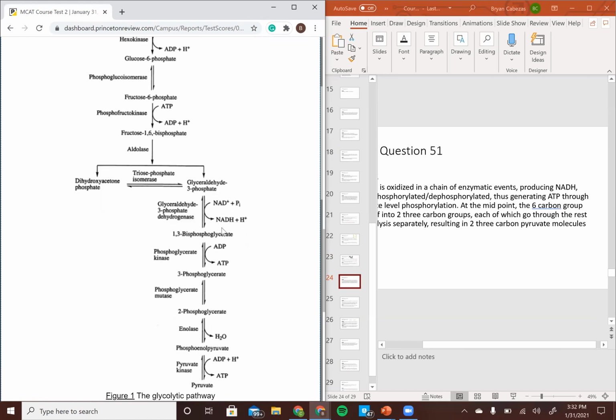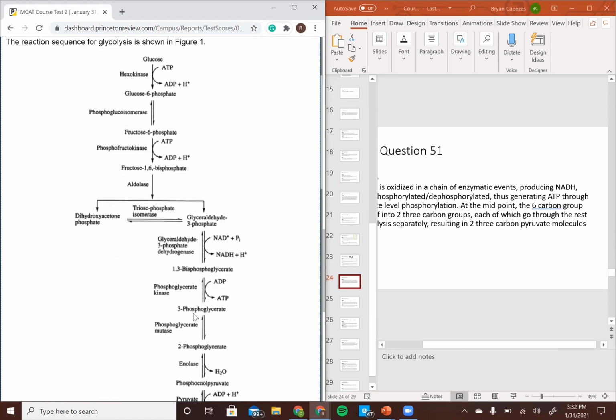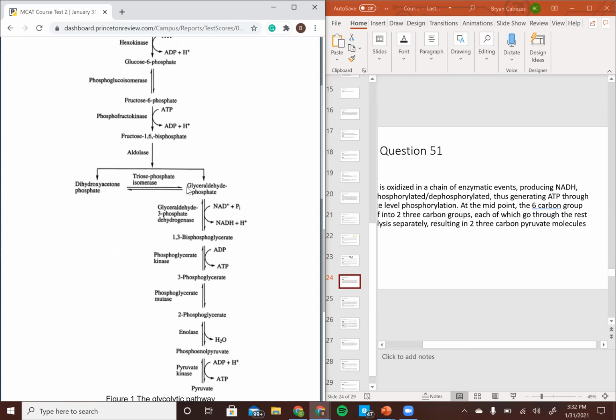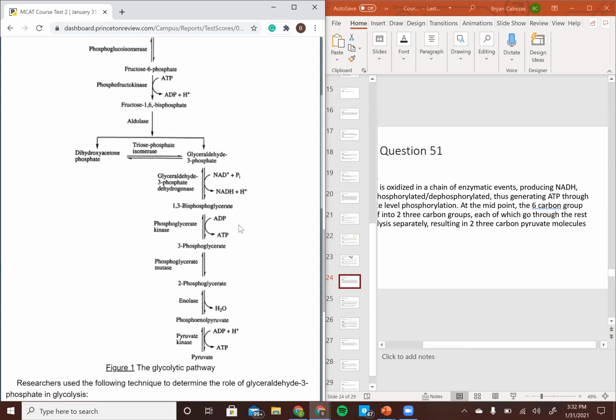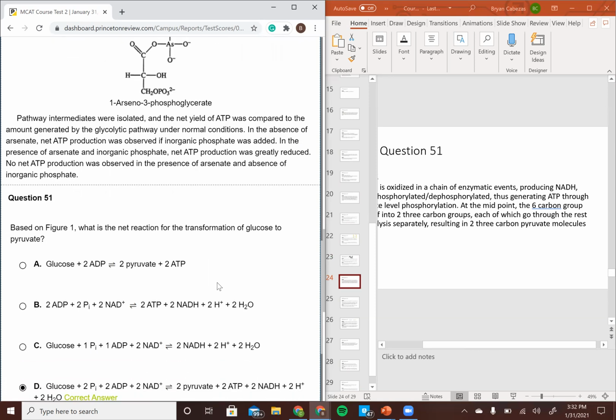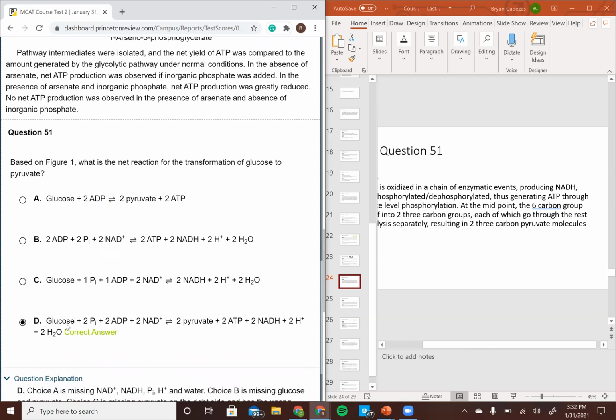But remember that this phase of the glycolysis happens twice, right? Because we're going to have two 3 carbon groups go through this phase. So actually everything over here, you could just multiply by 2. Okay, so if we do all that, we'll find that we have a net of 1 glucose plus 2 inorganic phosphates plus 2 ADP plus 2 NAD pluses on the reactant side. And then net, we're going to produce 2 pyruvate, 2 ATP, 2 NADHs, 2 hydrogens, and then 2 water molecules.